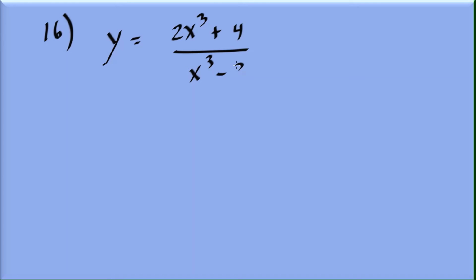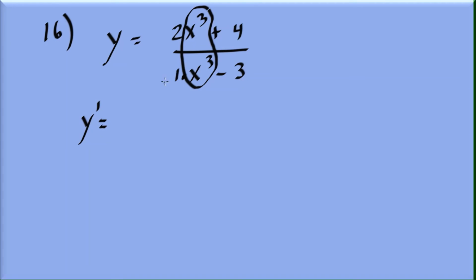Now, let's see another one. Let's say we have 2x cubed plus 4 over x cubed minus 3. Okay, so look at the variables. The variables are exactly the same. Okay, and look at the numerical coefficients of this x cubed. We have 2 on top. Now, this x cubed below right here means 1.